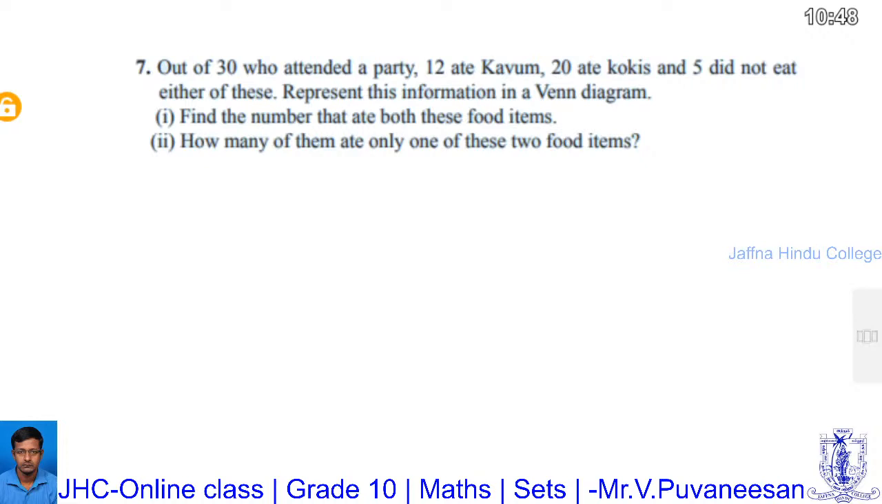Out of 30 who attend the party, 12 ate kavum, 20 ate cookies, and 5 did not eat either of these. Represent this information in a Venn diagram.